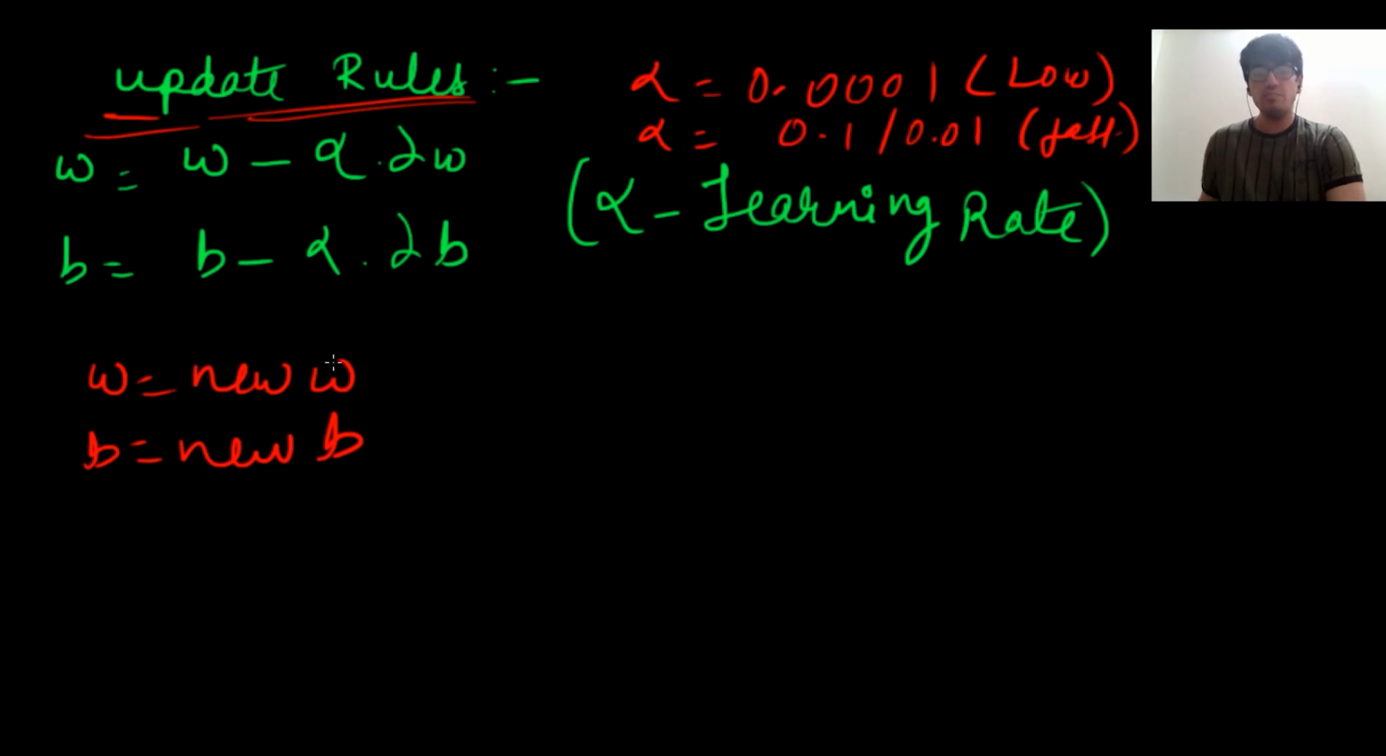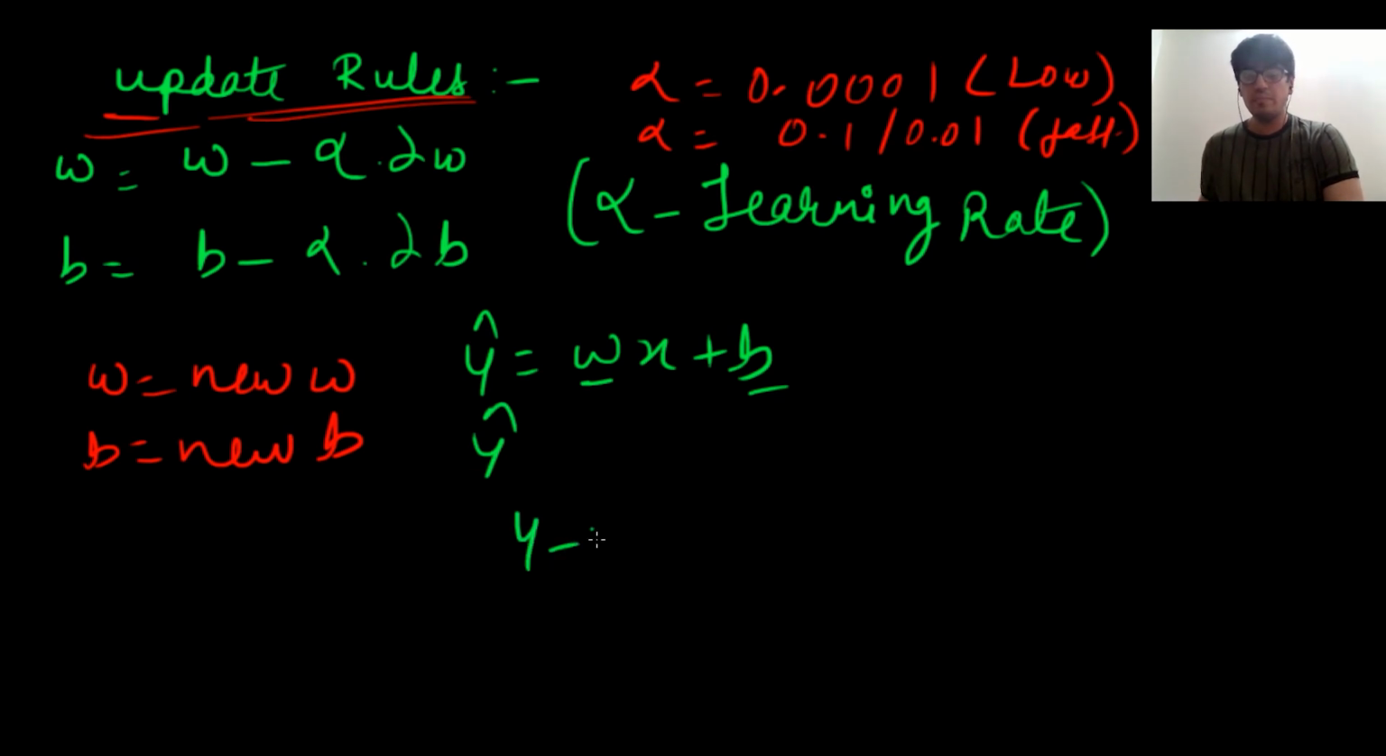Now again we will put both of these, W as well as B, in the new equation of the line, which will be y hat equals Wx plus B. We will put in the new W as well as the new B, and then we will get some new y hat. Now we will check the error again. We'll check y minus y hat, and we'll see how much the error is.